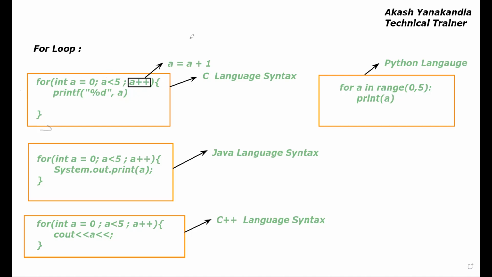So basically the flow of the for loop goes something like this in any programming language. It will be like for, initialization, and a semicolon we need to keep. So that's the syntax. And here we'll be checking the condition. And after that you have increment or decrement.